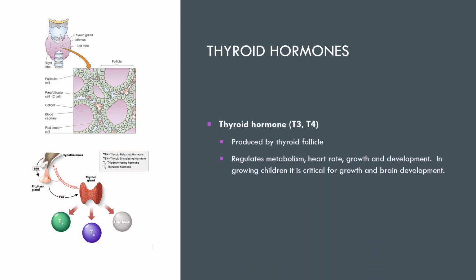So, like I just mentioned, the thyroid gland produces thyroid hormone, and thyroid hormones are produced in the thyroid follicle. So this follicle produces thyroid hormone. And thyroid hormone is responsible for regulating metabolism, heart rate, growth development. In growing children, it's critical for growth and brain development.